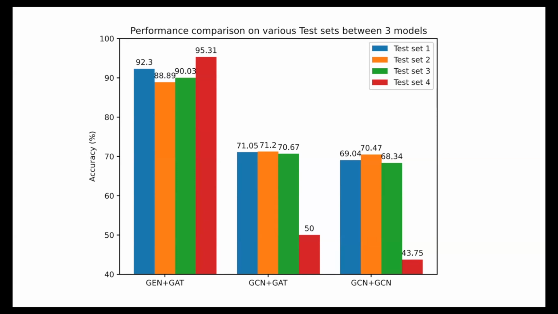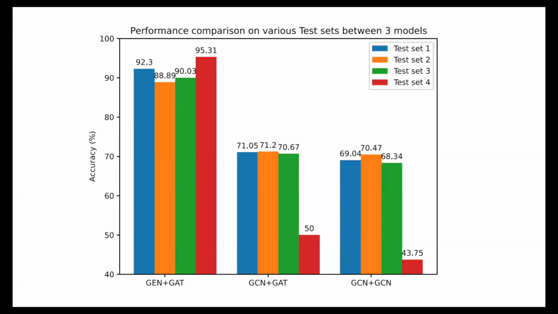But if we use many GEN layers, the message passing mechanism updates the node representations too much, and then all the node representations will be similar. So that's why I think GEN plus GEN didn't outperform GEN plus GAT. So yeah.